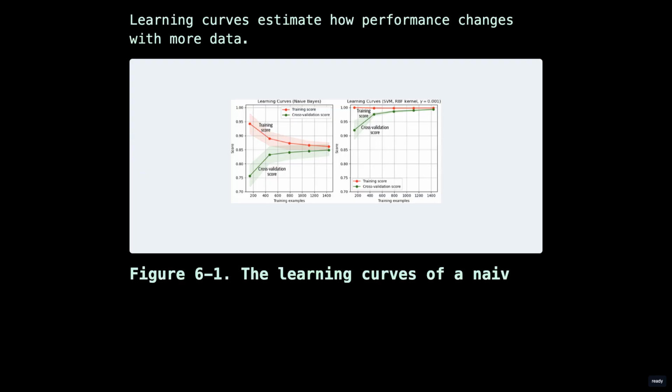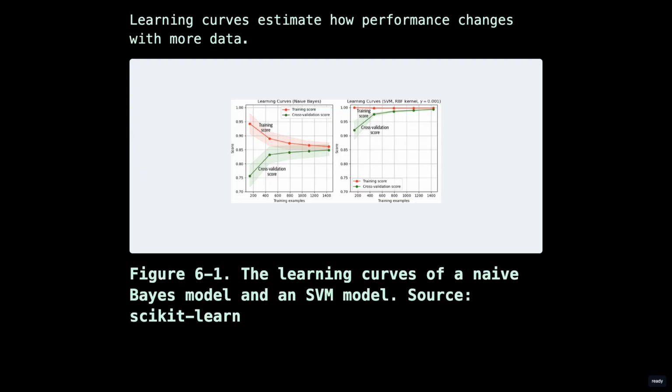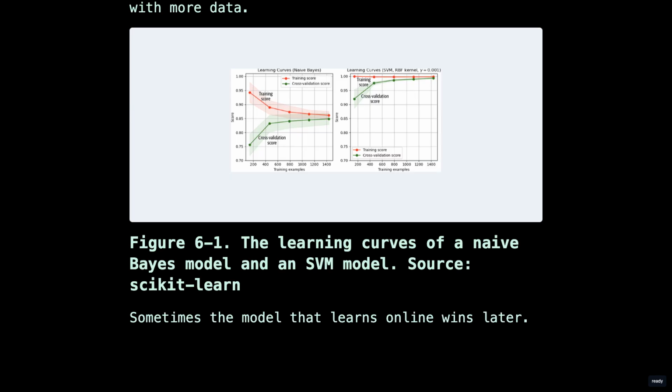The focus should be on the gap between the curves and whether either one is still climbing. A steep rise suggests room for more data, while an early plateau suggests that a different model or feature set may matter more. A model that can update continuously may start out behind a more traditional method, but that advantage can disappear once fresh data keeps arriving. In that kind of setup, deployment is not a one-time decision. The update strategy is part of the comparison.